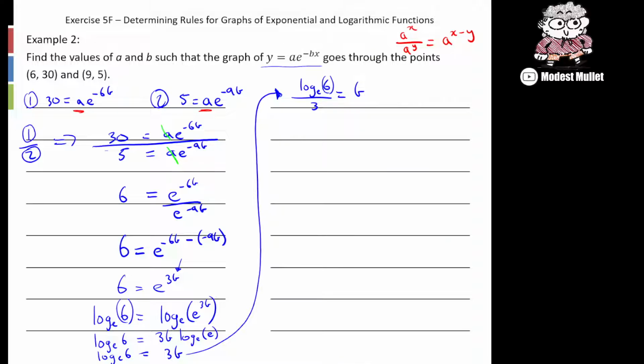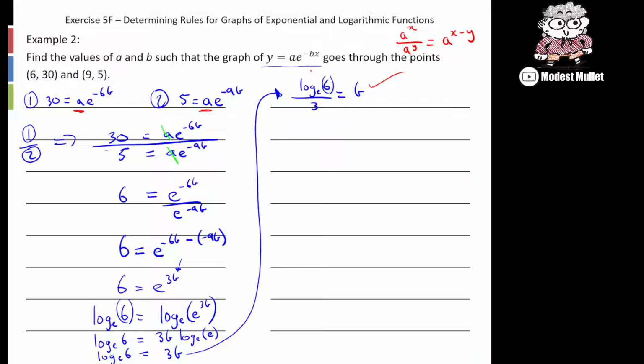We can't simplify this 6 over the 3. You can't do some cancelling to just have a 2. That 6 is inside the log function. You can't simplify like that, just want to clarify. So we've finally got b. That's done. What do we do from here?